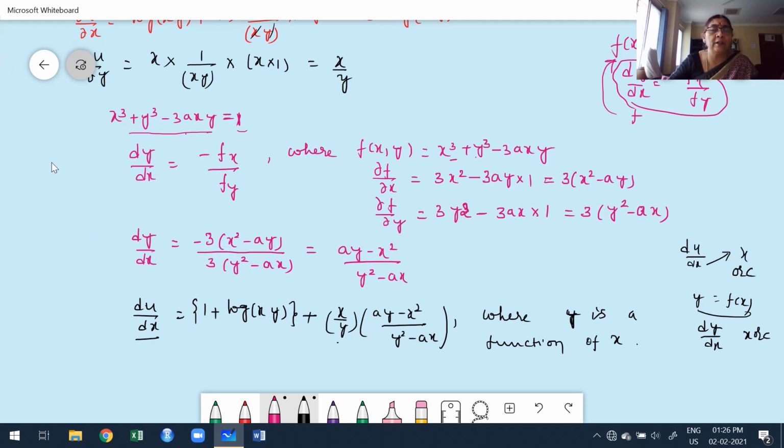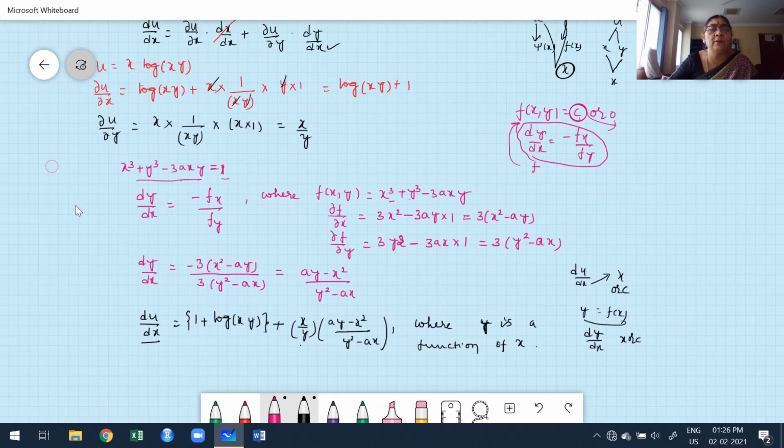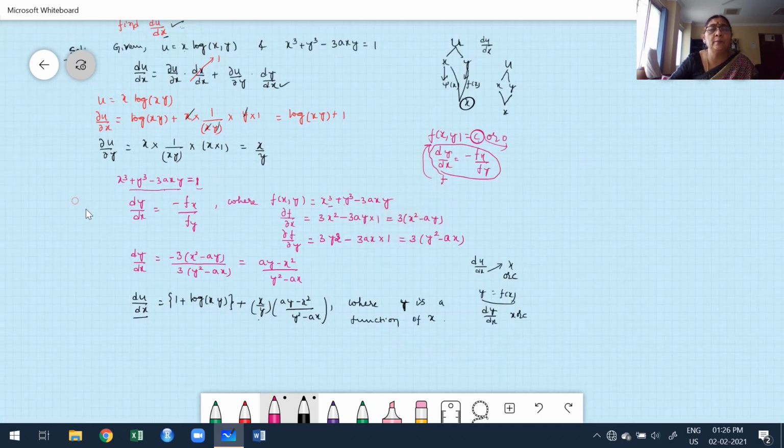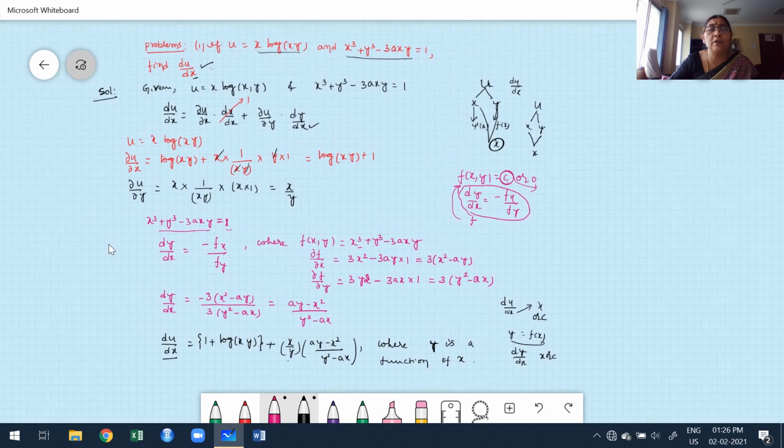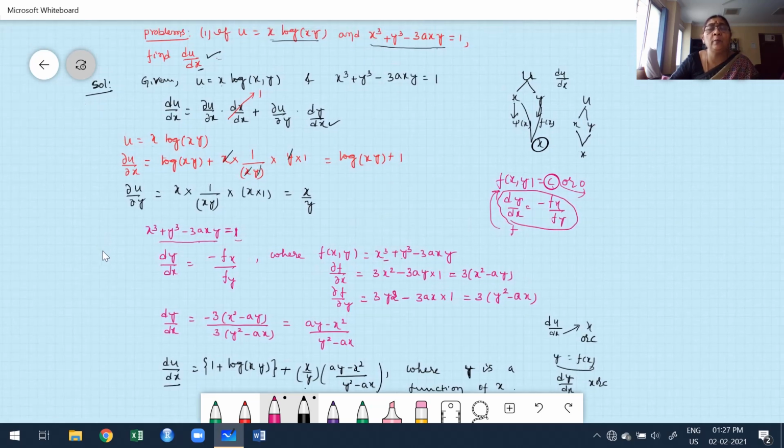Before moving to the next problem, I am going to zoom out for this. Observe carefully, this problem is a combination of the definition of total derivative and the implicit function definition. This is one of the important problems. What is given in the problem? They give u is x into log of xy, and also the given expression in terms of x and y, whose right hand side is 1.